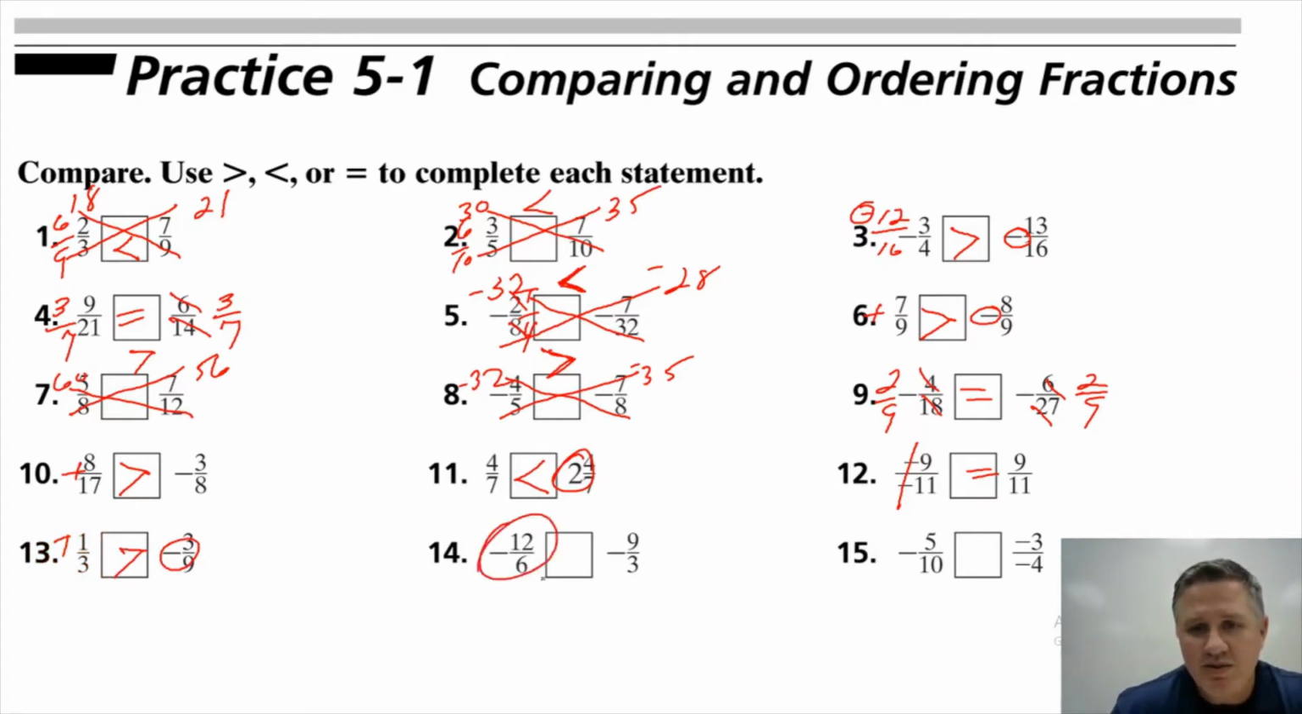This one I'm going to simplify. Negative 12 divided by 6 is negative 2. This guy, negative 9 divided by 3 is negative 3. Negative 2 is closer to 0. That is the bigger number. And I could have used cross products as well, or found common denominators. This one, do negatives. The opposite of negative is a positive. A positive is always going to be bigger than a negative. So hopefully you did good on that section.